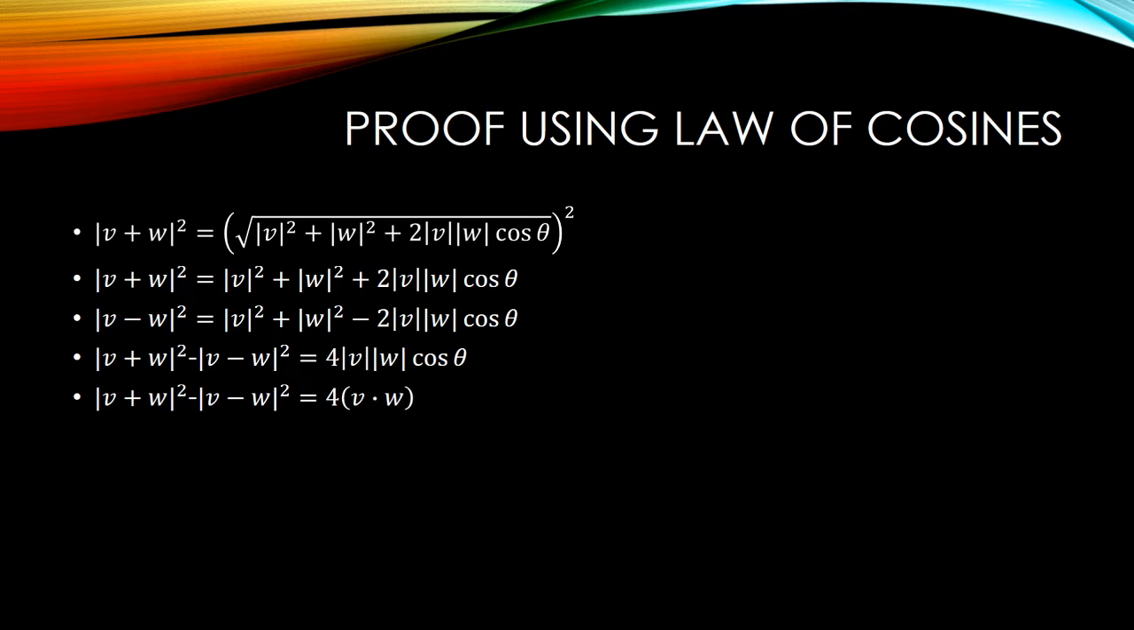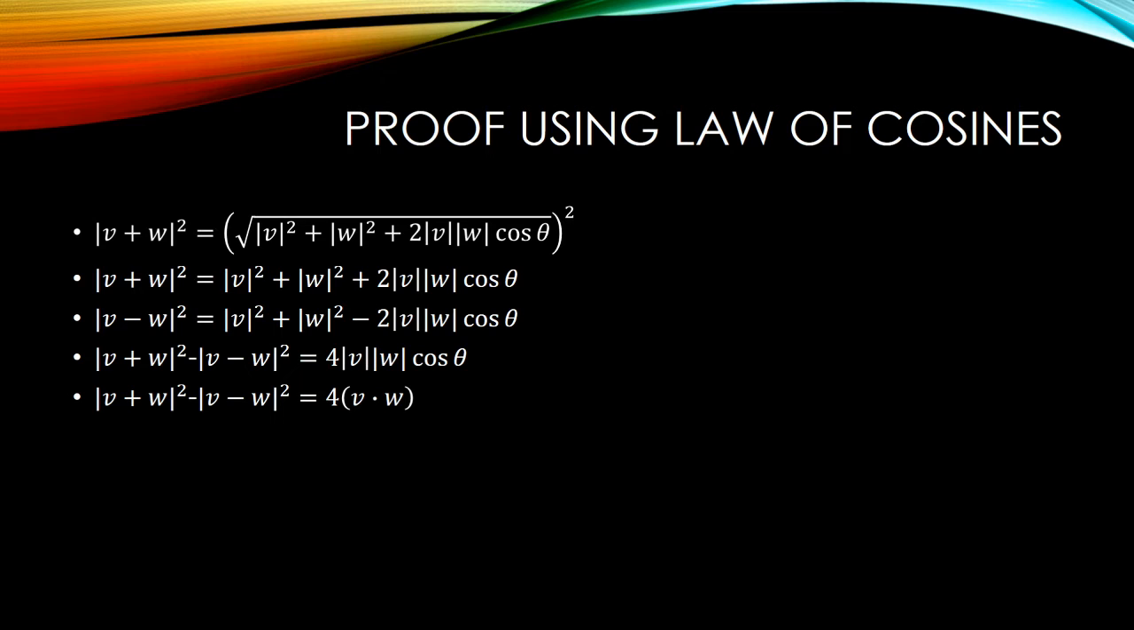That is the square root of norm v squared plus norm w squared plus 2 times the norm of v times the norm of w times cosine theta, and then the whole thing squared. So the square is going to cancel with the square root, and I'm going to be left with whatever's in the inside.